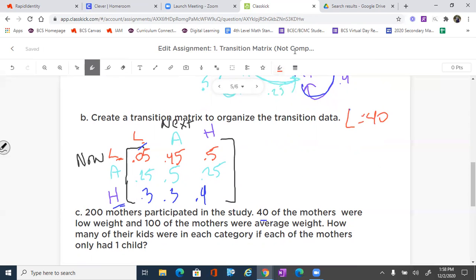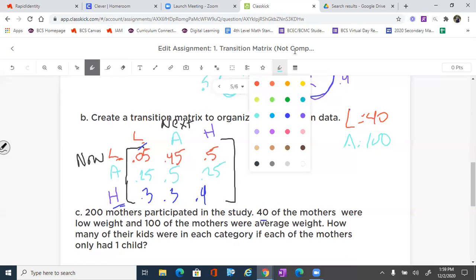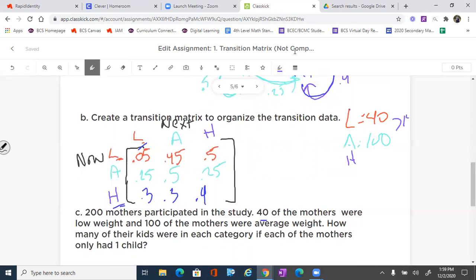Okay. And 100 were average weight. So out of those 100, out of those, we've got average, which is 100. And notice what we don't have. We don't have the high weight. They didn't give us any of that information. But that's easy enough. There's 140 right here. So that just tells us that there must be 60 in order to make a total of 200.